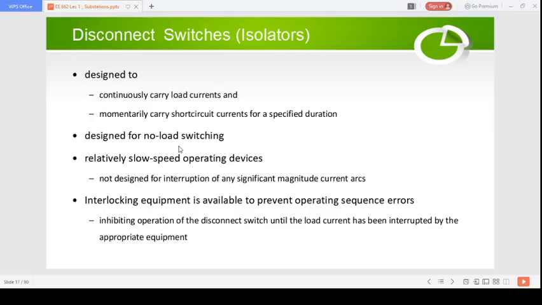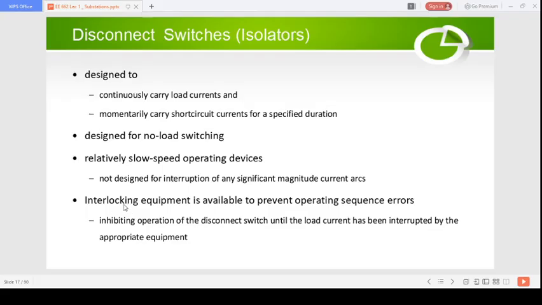So the load has to be disconnected through a circuit breaker or by some other means before you open the isolator. And you have also seen in the video that they are relatively slow speed operating devices. So they are not designed to open suddenly for any fault or anything. They are slowly operating devices. And they are also not designed to open any significant magnitude of current. So they are not built for large current isolation.